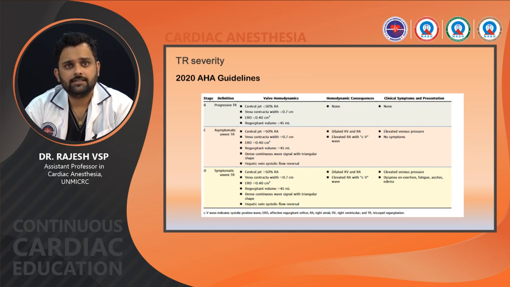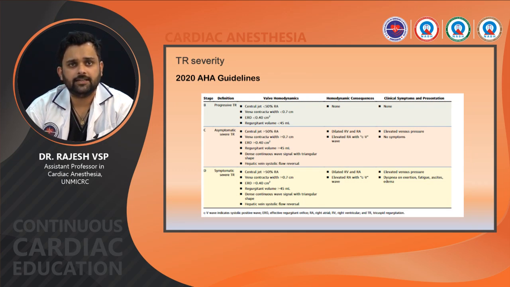Coming to the TR severity, according to the 2020 AHA guidelines, it is staged into 4, where A is normal, B is progressive tricuspid regurgitation, C is asymptomatic severe, and D is symptomatic severe, where the valve hemodynamics, hemodynamic consequences and clinical symptoms are shown. In all these stages, central jet area occupying RA, vena contracta, and effective regurgitant orifice area and regurgitant volume are considered.